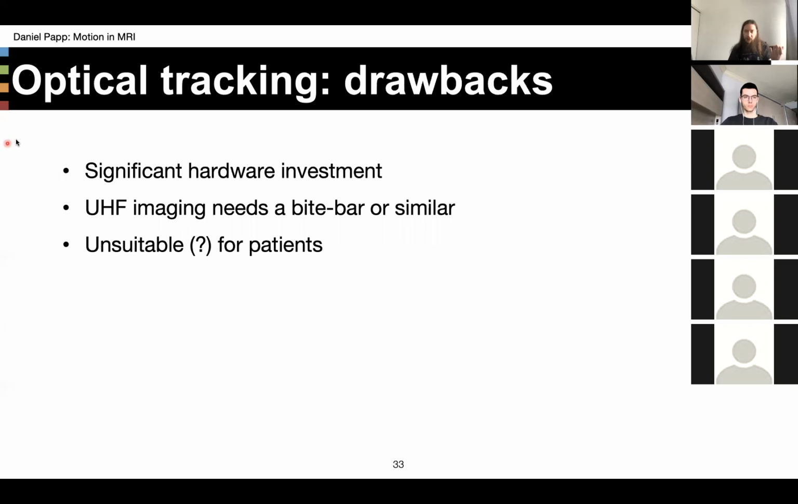If you do ultra high field imaging, you do need a bite bar or something similar, because if you do ultra high field, your image resolution should ideally be 500 micron or below. And if you just move the skin here, you can see that there's a lot of motion between my skin and my skull. So you need something that's attached to your skull, which is a bite bar. Patients do not like bite bars. So this is more or less unsuitable for patients. Full stop.